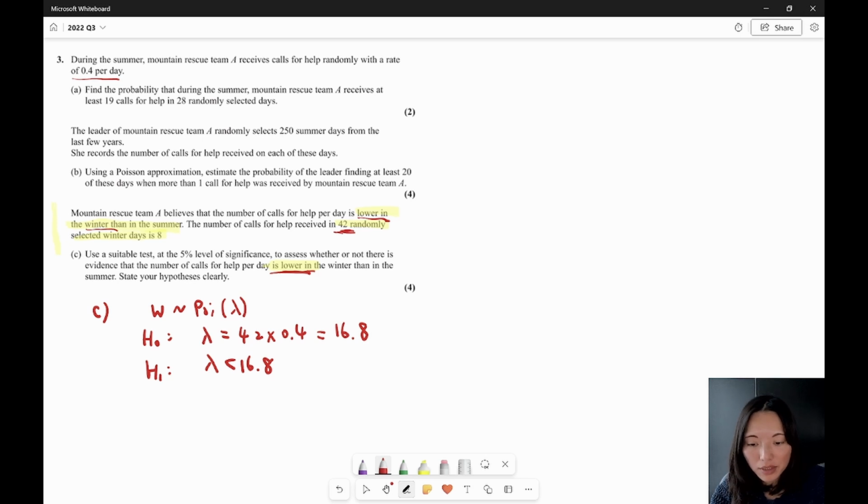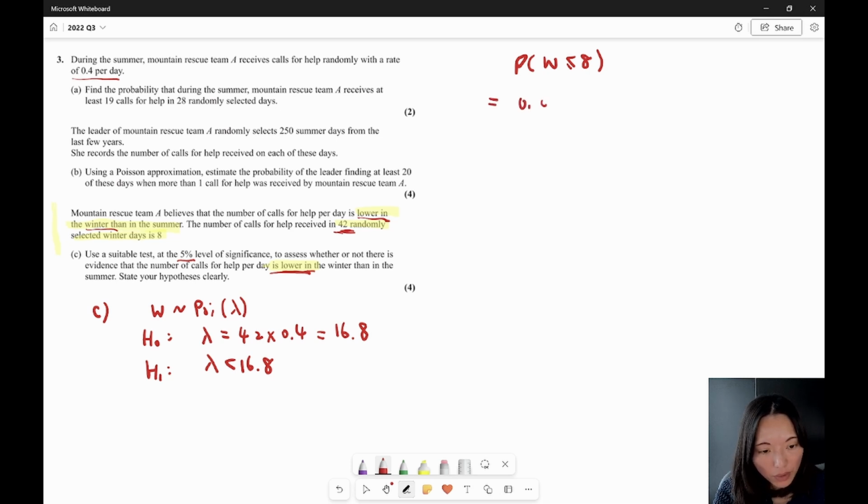Let's look back at the question. It's asking us to work at a 5% level of significance, and it's given us the data. So in 42 days, the number of calls was 8. What's the probability that W is less than or equal to 8? And we're going to see whether that's less than 5%. Plugging that into a calculator, lambda equals 16.8.